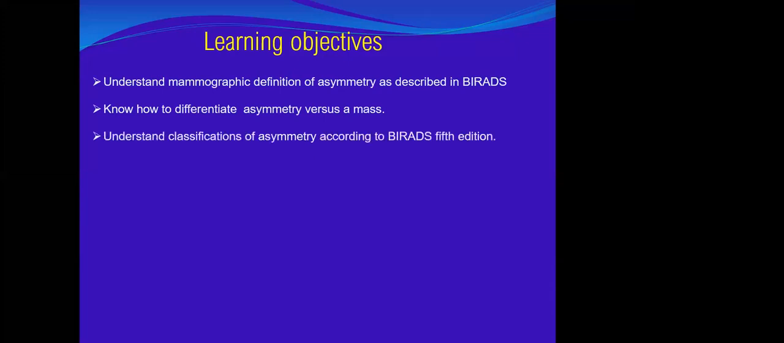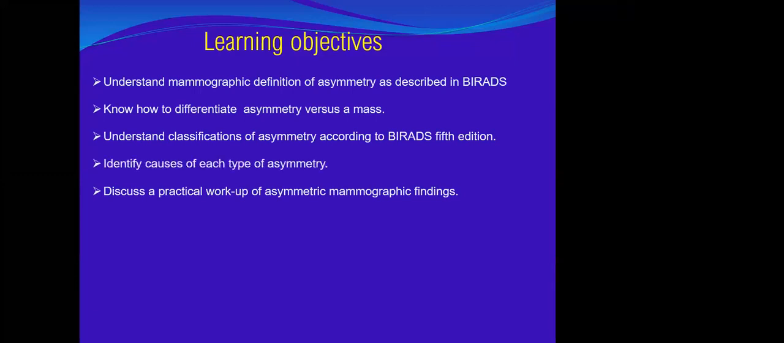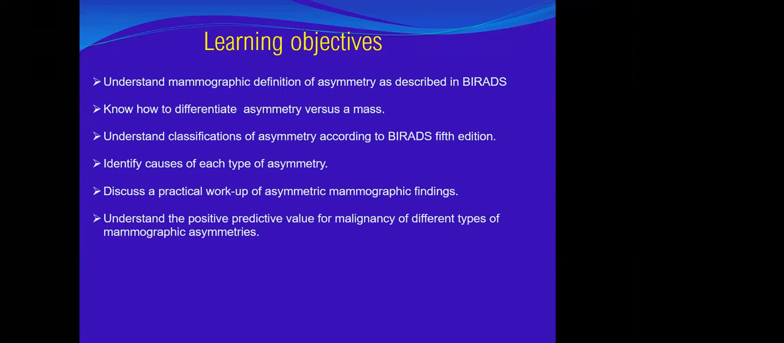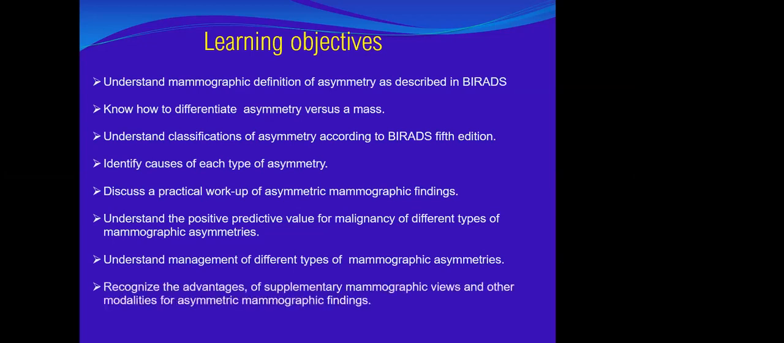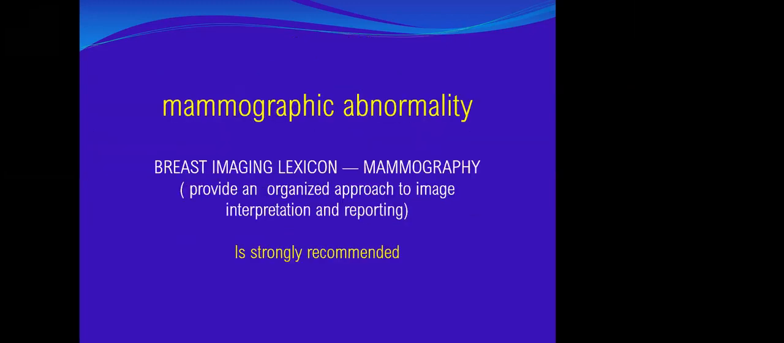As we mentioned last time, we'd like to understand the mammographic definition of asymmetry as described in BI-RADS, know how to differentiate asymmetry from mass, understand classifications of asymmetry according to BI-RADS 5th edition, discuss a practical workup of asymmetric mammographic findings and identify the causes of each type of asymmetry, understand the positive predictive value of malignancy of different types of mammographic asymmetries, understand management of different types of mammographic asymmetries, and recognize the advantages of supplementary mammographic views and other modalities for evaluation of asymmetric mammographic findings.